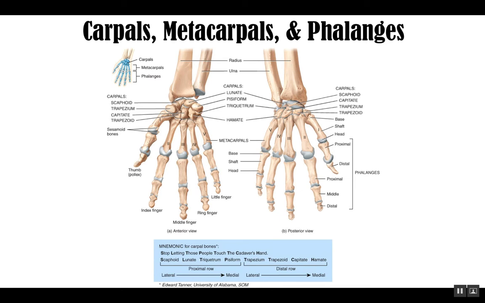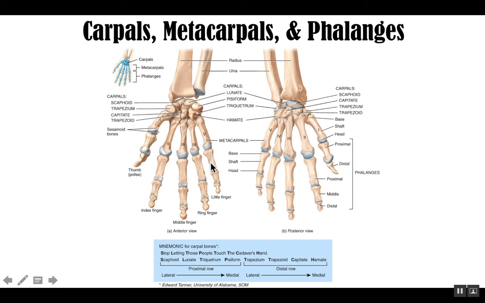Metacarpals are easy though. Metacarpals are the bones in your hand, and you have 5 of those. Metacarpal 1 is the thumb side. So remember, these are not in your fingers. These are in your palm of your hand. Metacarpal 1, metacarpal 2, metacarpal 3, 4, and 5.